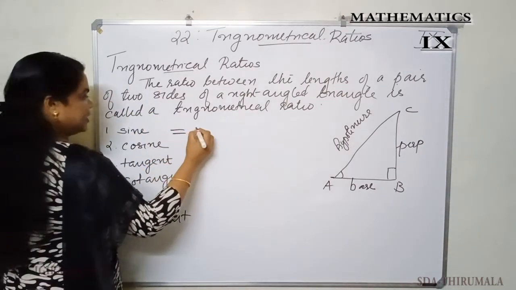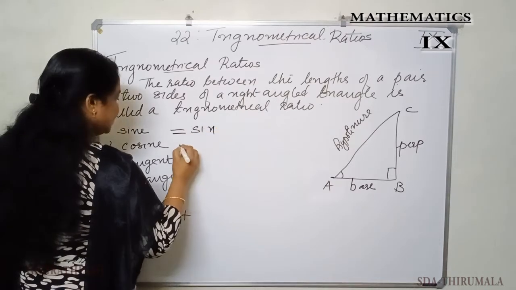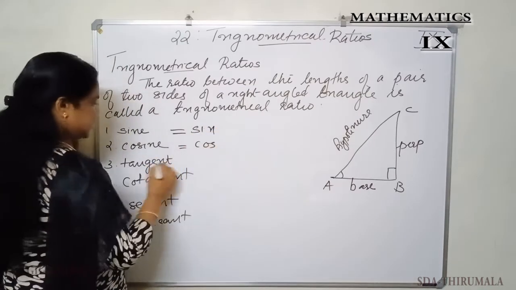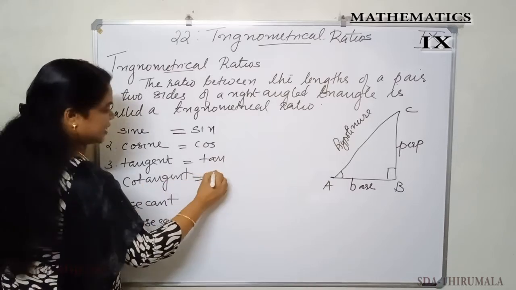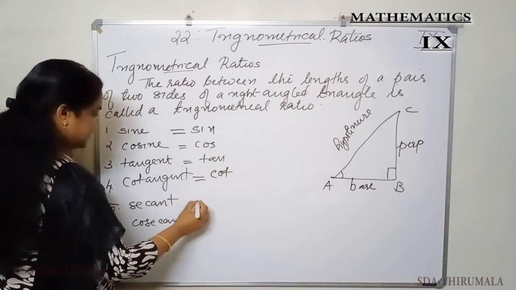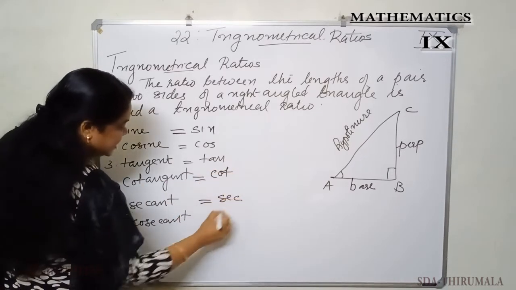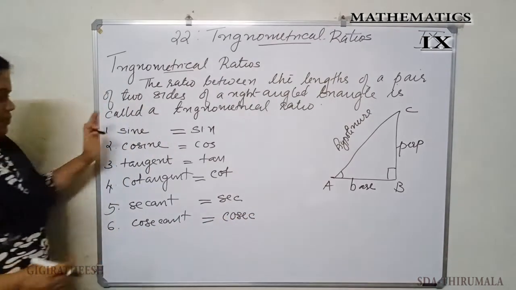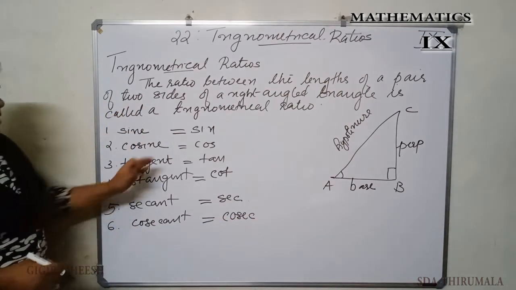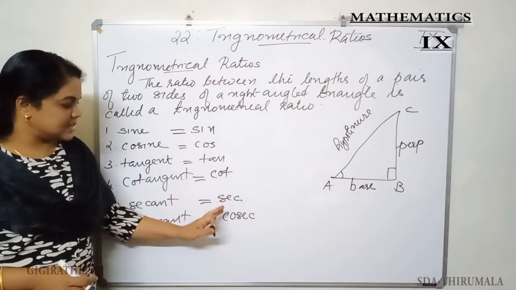That is equal to, we can write it as sine. This is cos. And tangent is called tan. And the fourth one is cotangent, that we can name as cot. And then secant is sec. And the sixth one is cosec. These are the short forms of the trigonometric ratios: sine, cos, tan, cot, sec and cosec.